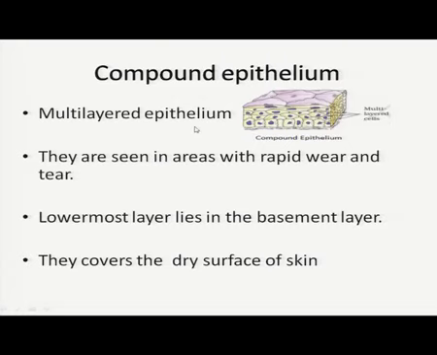Since it is multi-layered, they are commonly seen in areas with rapid wear and tear. And here the lowermost layer of this epithelial tissue, the lowermost layer of cells, is lying on the basement membrane. You can see here in this diagram. And they cover the dry surface of our skin.